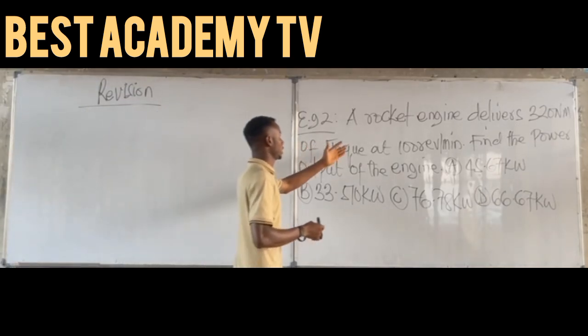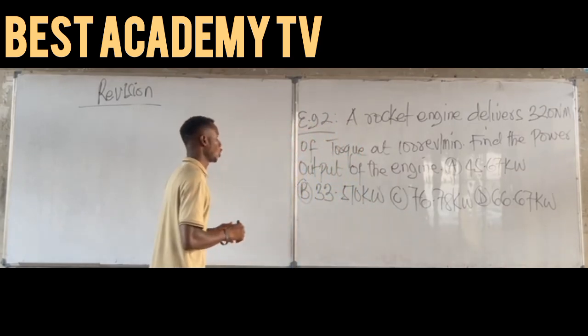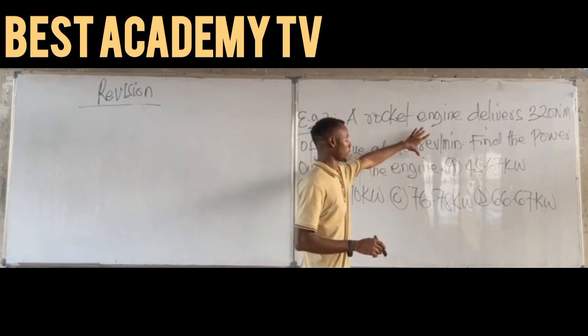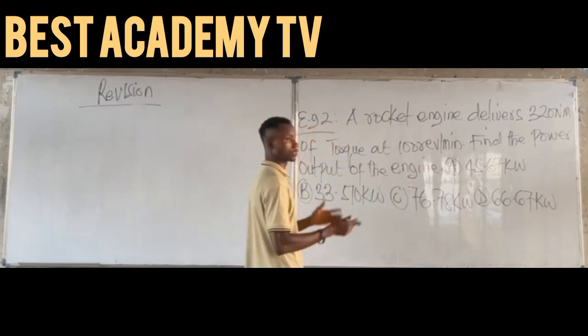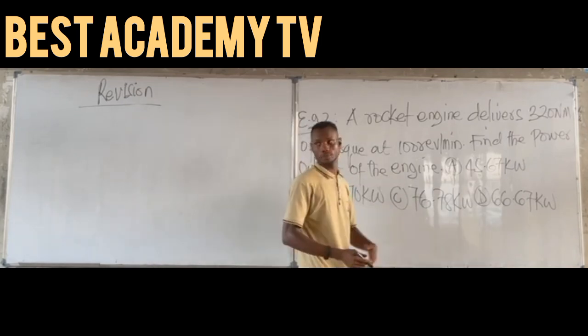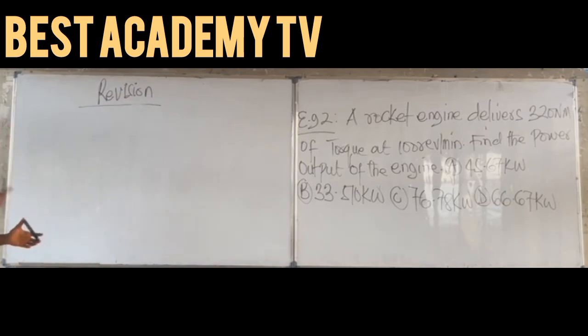They say a rocket engine delivers 320 Newton meter of torque at 100 revolutions per minute. Of course, revolutions per minute is not the main SI unit. You know you have to change it, right? Okay, find the power output of the engine. Now if you look right here, it is a rotational motion. So at that point, we are given torque, we are given the angular velocity, right? So let's see if we can calculate the power here.